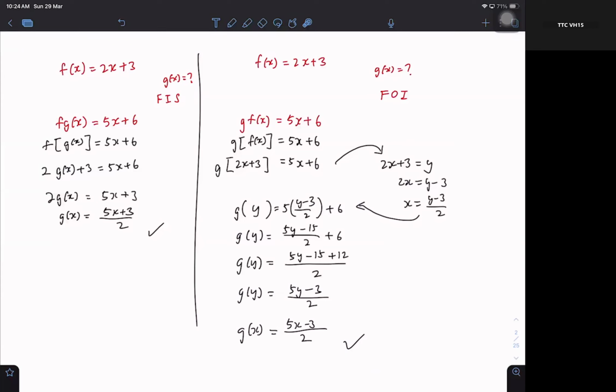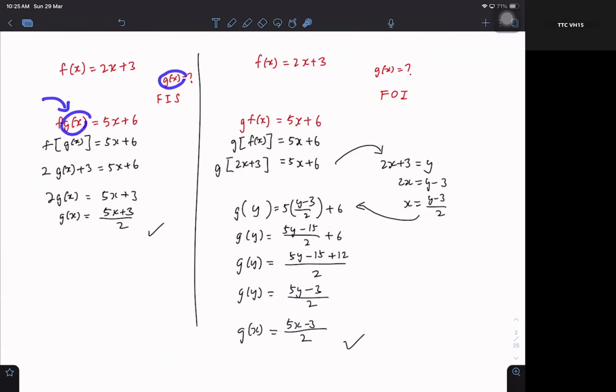Now let's say the question gives you f(x) and f(g(x)), and then asks you to find g(x). So you think like this: I want to find g(x). g(x) is on the inside, don't you think? The question asks you to find g(x), and g(x) is on the inside. So this question is find inside.